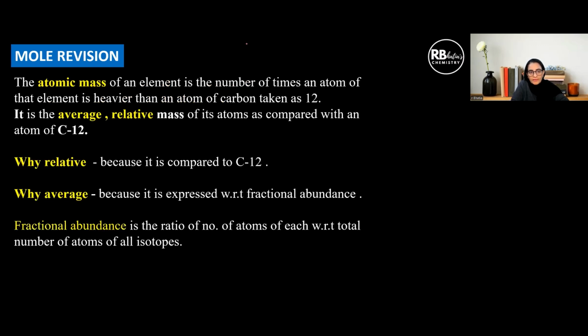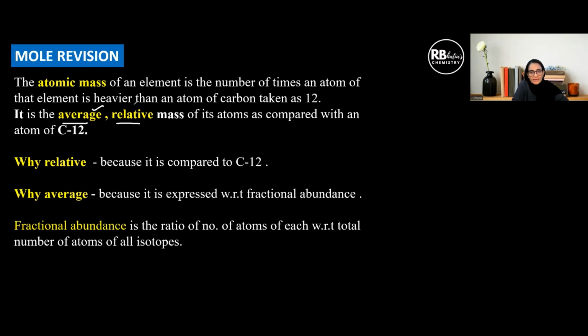Now, how do we define atomic mass? Atomic mass of an element is the number of times an atom of an element is heavier than an atom of carbon taken as 12. It is the average relative mass of its atoms as compared to that of an atom of C12.